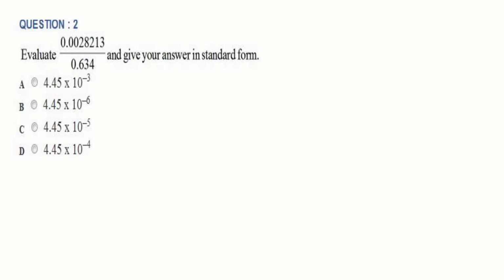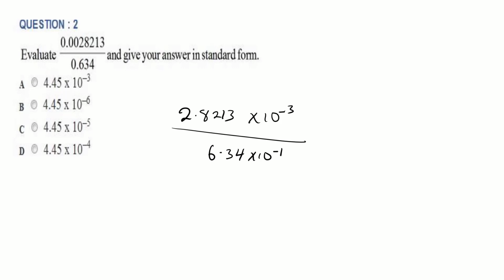So one way I can advise you to do it is to press the answer directly on the JAMB calculator. Just press the question directly. Whichever answer you have, then you pick it as the option. But to work this out, if you can convert the upper one to standard form, which is 2.8213 times 10 raised to the power of what? Minus 3 over 6.34 times 10 raised to the power of minus 1. So here you can separate out the powers, and you can separate out the real numbers.